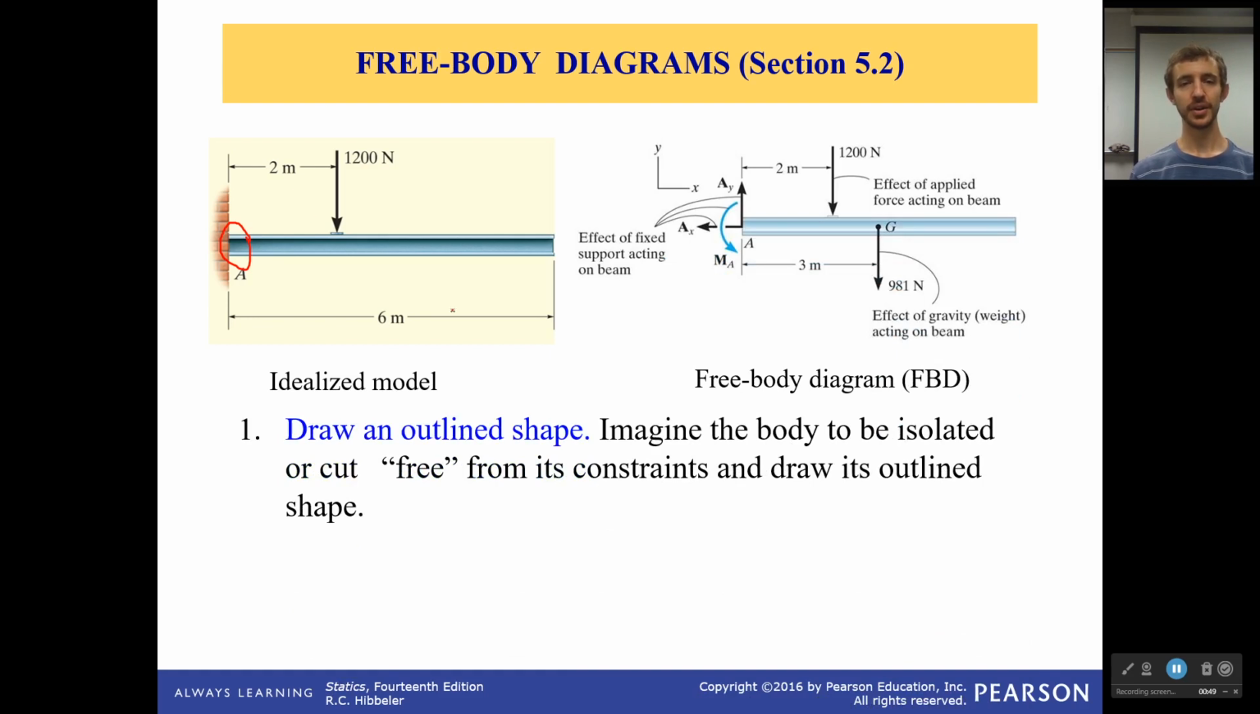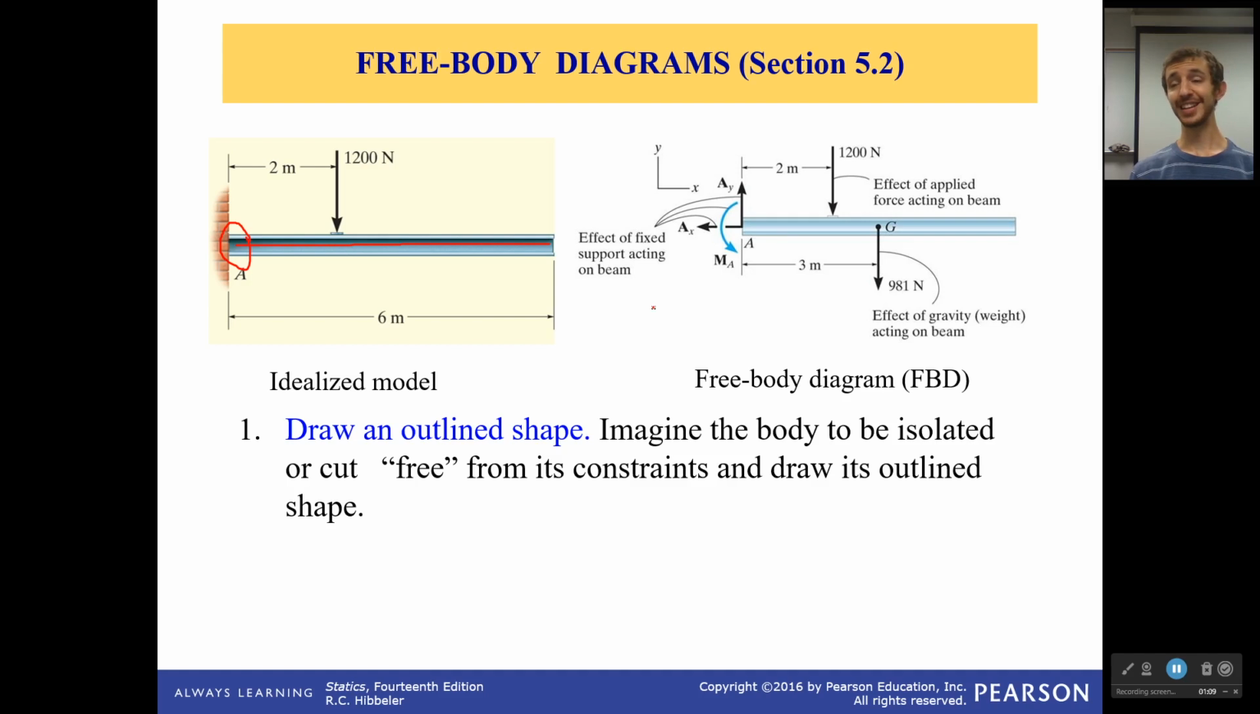Okay, so first what we do is we draw an outlined shape, which usually, if you wanted to, you could have just drawn a line. There's not really anything super important with this. You don't have to be an artist to draw a free body diagram. If the dimensions don't matter for the cross-section, don't worry about drawing it. Just draw a line.